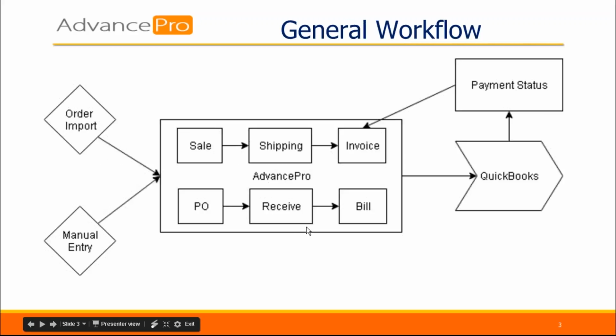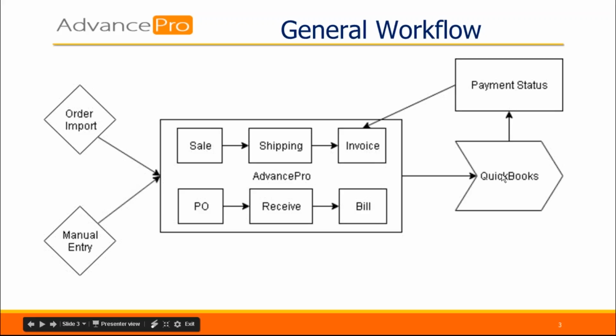So our general workflow looks a little bit like this. Essentially, you're either manually entering your sales orders or purchase orders into AdvancePro itself, or you're importing them from some other technology. You could import through our Shopify API or our other API offerings, or through an Excel spreadsheet or a flat file integration using a CSV file. Once sales orders and POs are in AdvancePro, we can immediately ship or receive those orders, and once you've shipped and received, you can then create an invoice or a bill, and those get exported into QuickBooks.